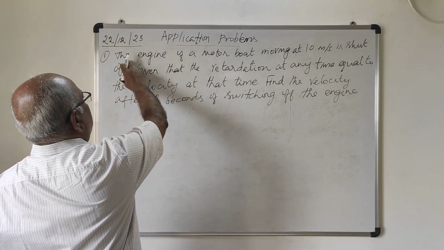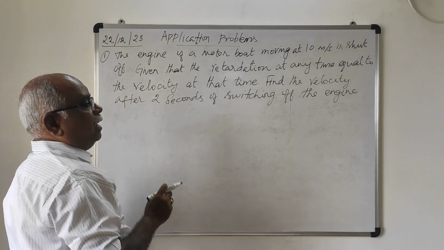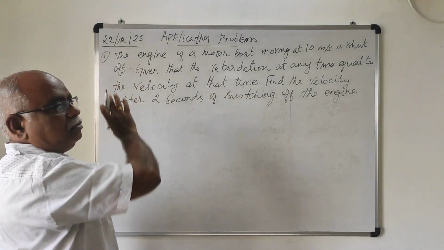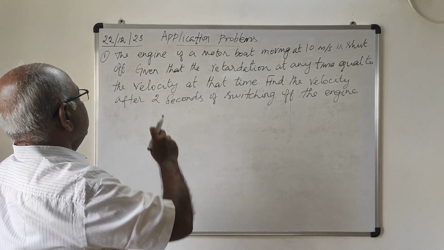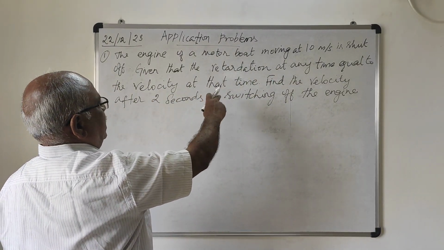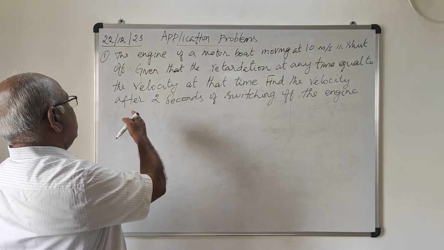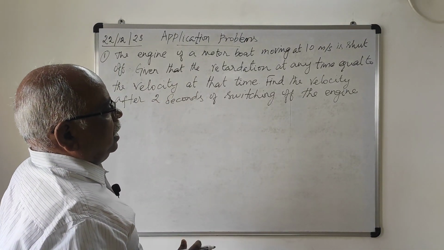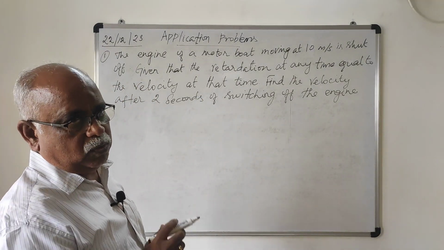It is the first problem: the engine of a motor boat moving at 10 meters per second is shut off. At the time of shut off, the velocity of the motor boat is 10 meters per second. Given that the retardation at any time is equal to the velocity at that time. Find the velocity after 2 seconds of switching off the engine.